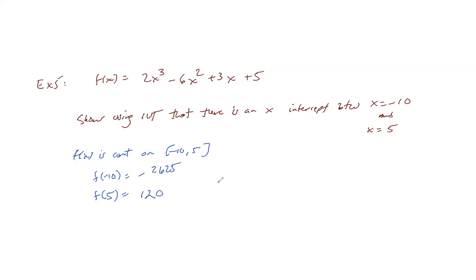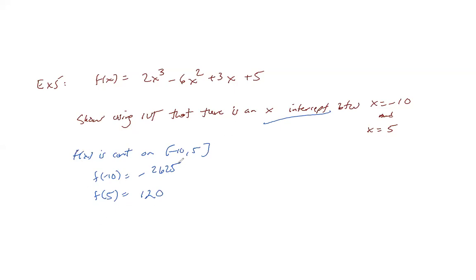Now, how does this show me that there's an x-intercept in between these two values? Well, if f of x is fully continuous and I go from a y value which is negative to a y value which is positive, what do I have to have done? Well, I have to have crossed the x-axis, right? And if I cross the x-axis, then obviously there's going to be an x-intercept. If I cross the x-axis, I have to hit the x-axis by definition. And so there's for sure, if this function is continuous, an x-intercept somewhere in between -10 and 5.